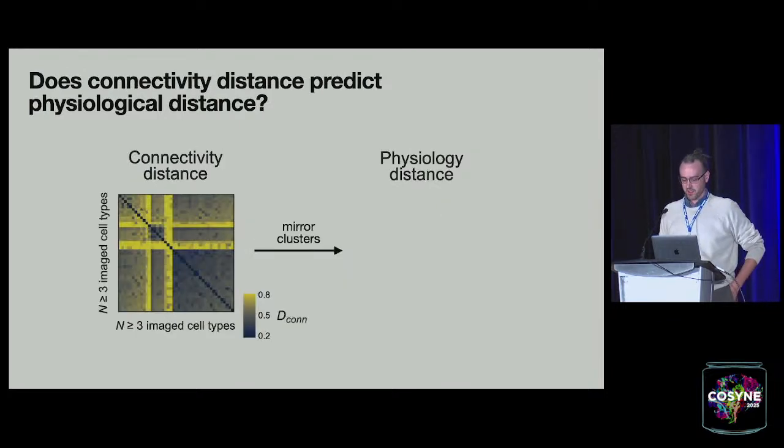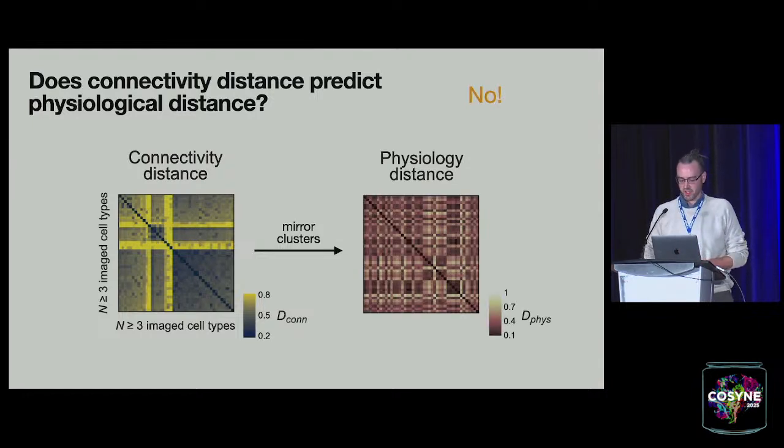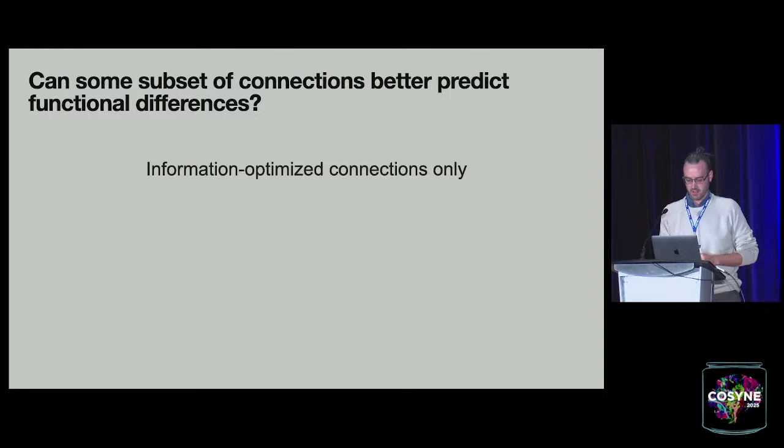So what I'm showing here is a clustered matrix of type-to-type connectivity distances. If we mirror this connectomic clustering onto a similar matrix of type-to-type physiology distances, we might hope to see some of the same structures emerging. However, the mirrored physiology distance matrix looks, frankly, like a hot mess, suggesting that connectomic similarity is actually a fairly bad predictor of functional similarity, which is kind of a bummer, actually. But this is a harder test for the connectome, so let's give it a break.